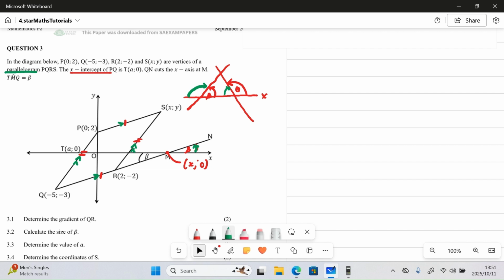So let's check the questions. The first question says determine the gradient of QR. So the most interesting part about analytical geometry is that you are given the answers.